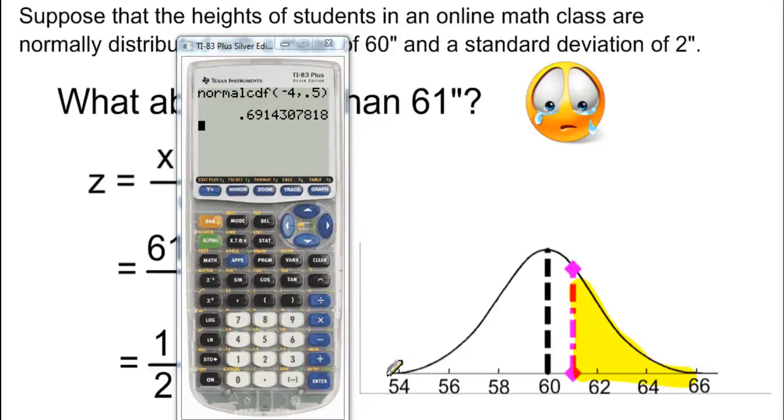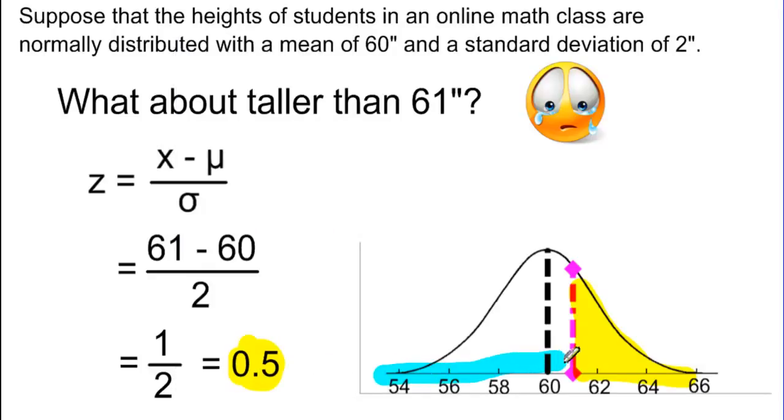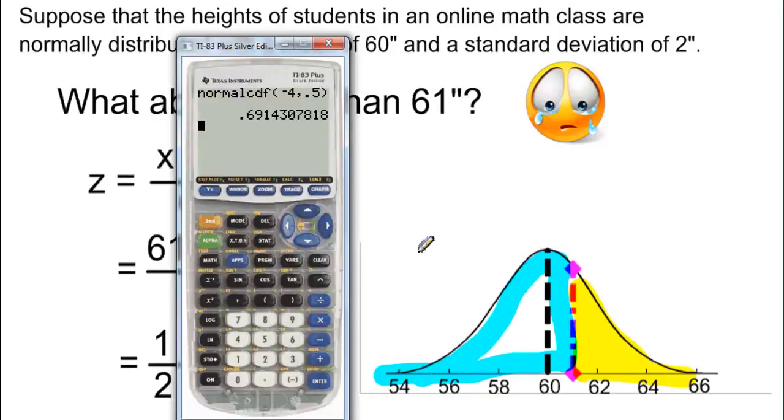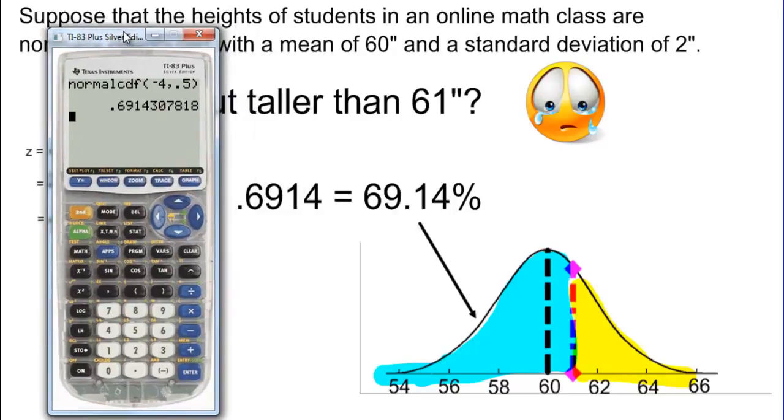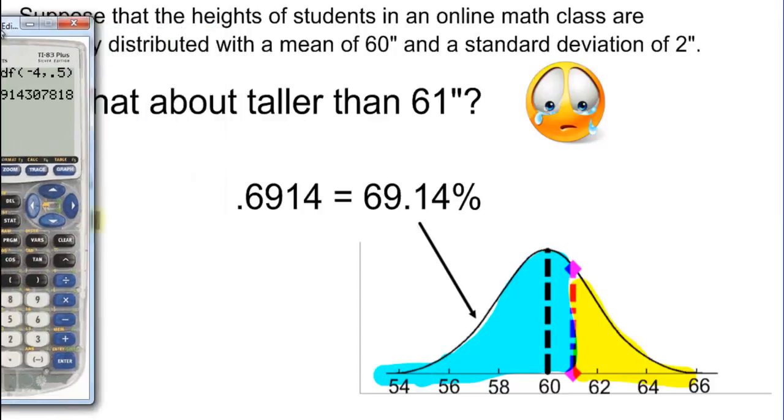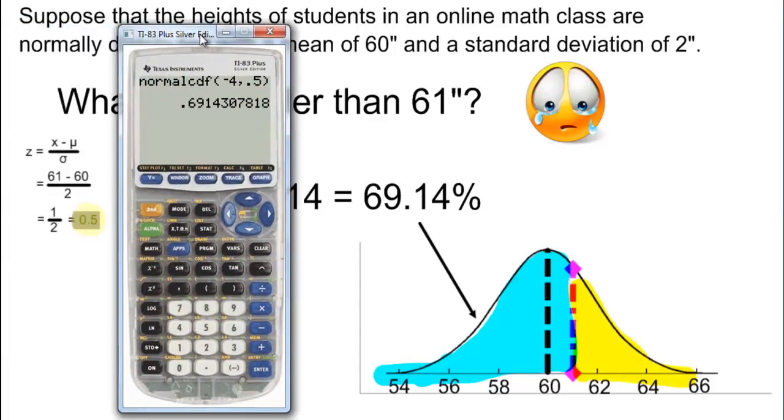The number that we have is from the left side up to our z-score. And the calculator gave us the number that was 0.6914. This number represents the sum from the left all the way up to our z-score of 0.5, or the 61 inches. We know that the 0.6914 is 69.14%.